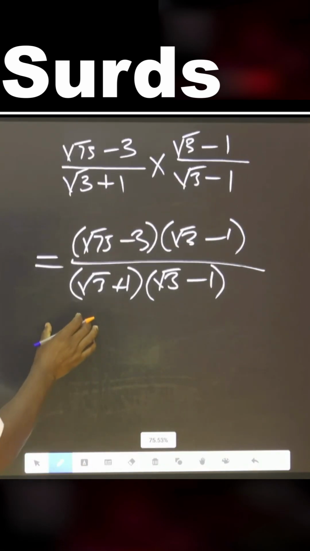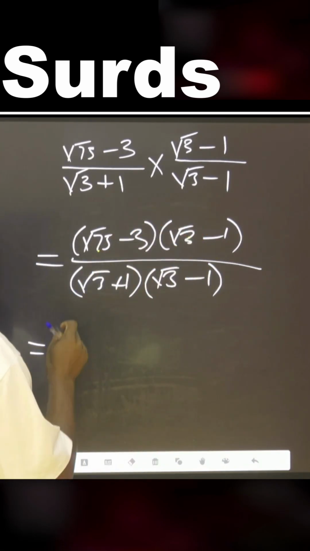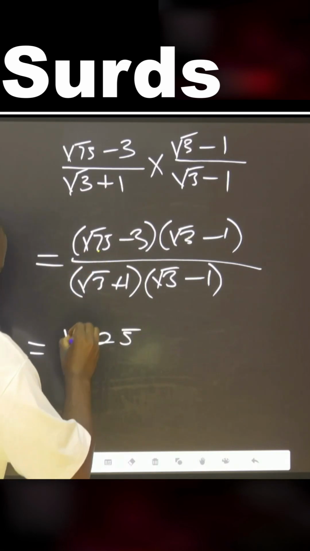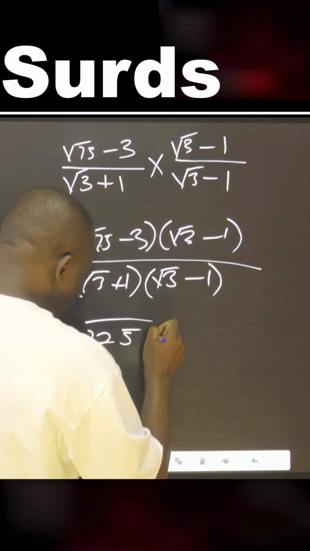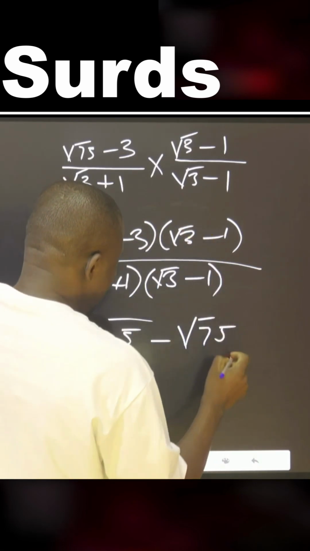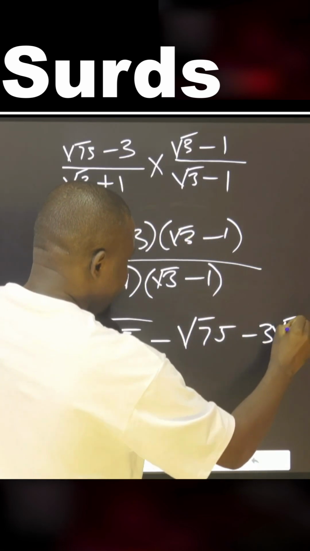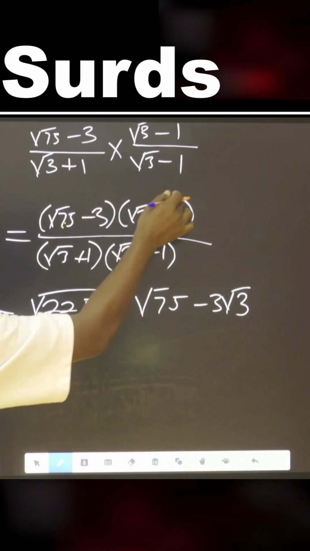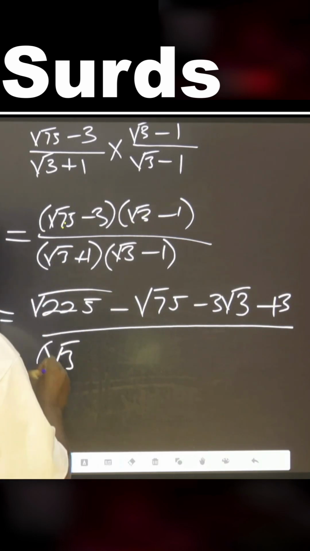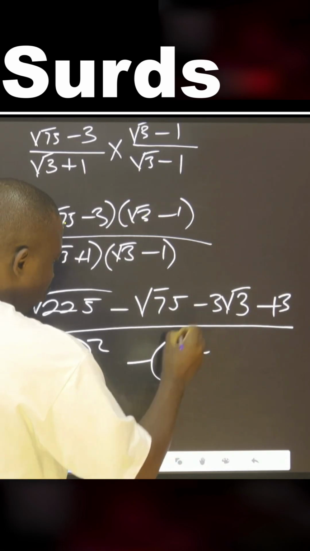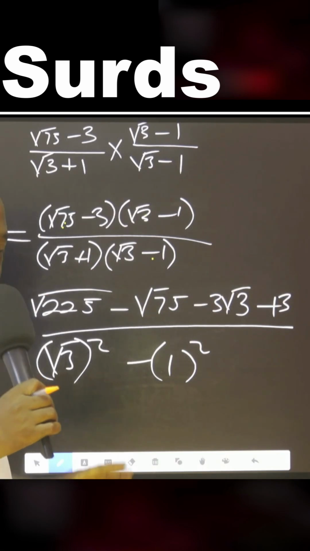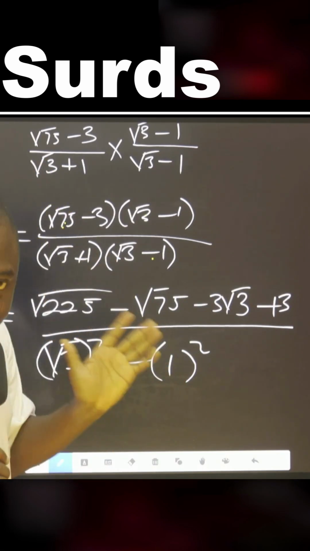Okay, now we can multiply this and this. That is to say, 75 multiplied by 3. That is 225. Square root of 225. Then this multiplied by this is minus square root of 75. This multiplied by this is 3 square root of 3. This multiplied by this is plus 3. All over, we take one of these, we square it. We take one again, we square it. Because this and this are the same, the only difference is what? The plus. We have explained the reason for this in many videos, okay?